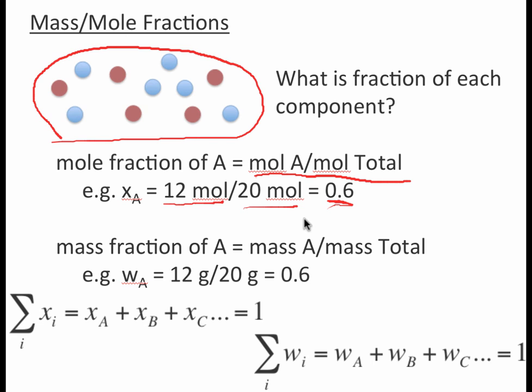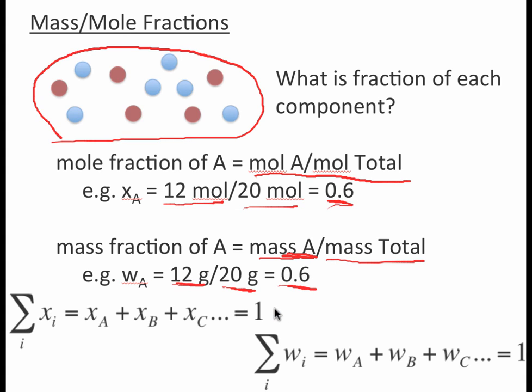A mole fraction always has to be somewhere between 0 and 1. It can be as little as 0 or as high as 1. If you're getting a mole fraction above 1 or below 0, you've done something wrong. It just tells us the fraction of moles. Mass fraction is the same concept, where I take the mass of a component, in this case the mass of A, divided by the total mass, to get the weight fraction. Here's an example where I have 12 grams of A and 20 grams total, giving a mass fraction of 0.6. So mass and mole fraction are very similar. They just deal with fractions of mass or fractions of moles.